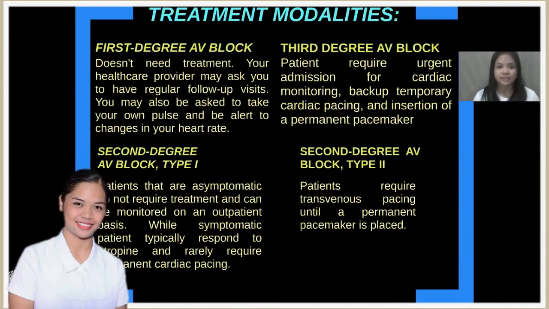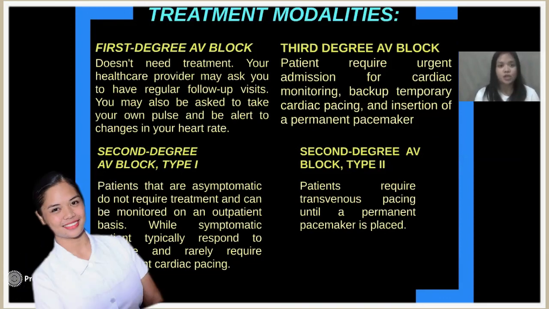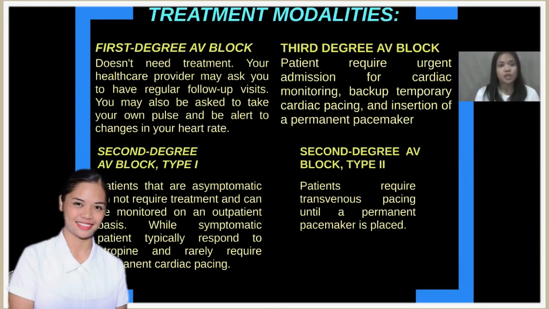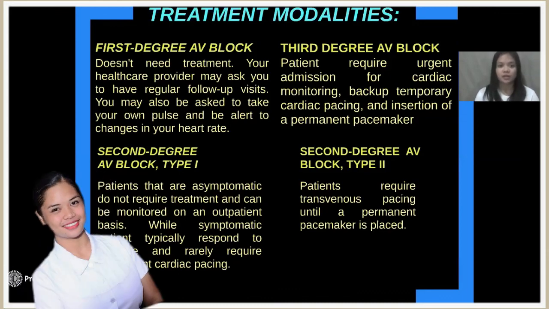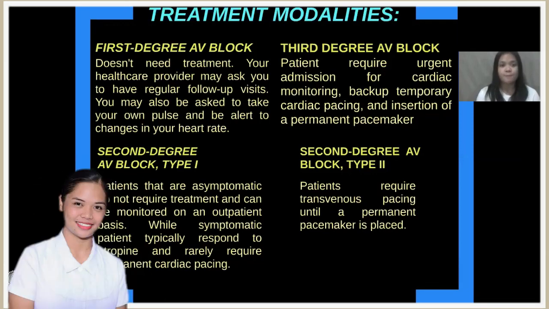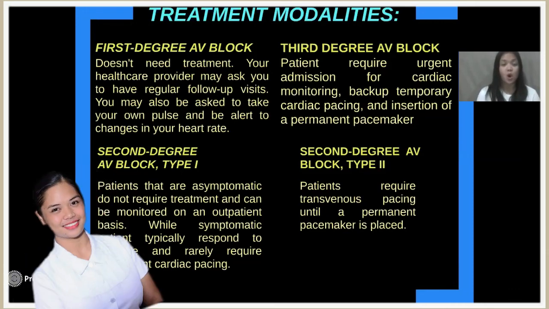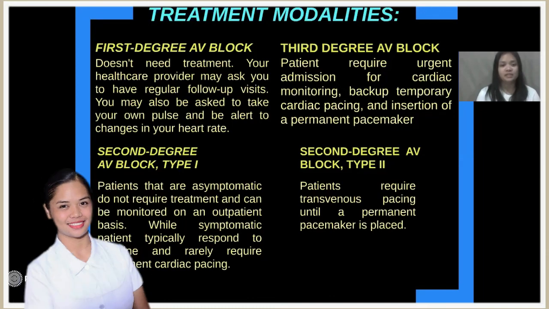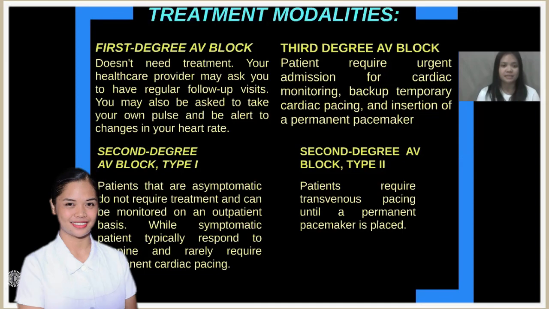In treatment modalities, in the first-degree AV block, it doesn't need treatment. Your healthcare provider may ask you to have regular follow-up visits, but you may also be asked to take your own pulse and be alert on changes in your heart. On a second-degree AV block type 1, patients are asymptomatic, do not require treatment, and can be monitored on an outpatient basis, while symptomatic patients typically respond to atropine and rarely require permanent cardiac pacing.